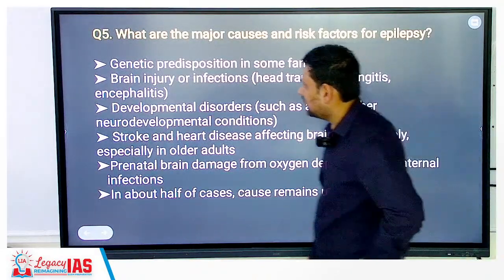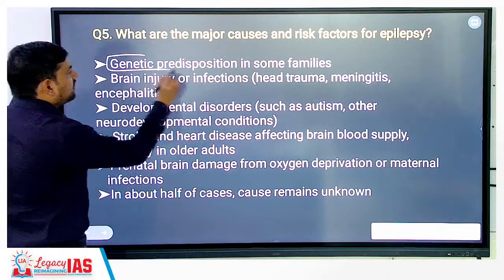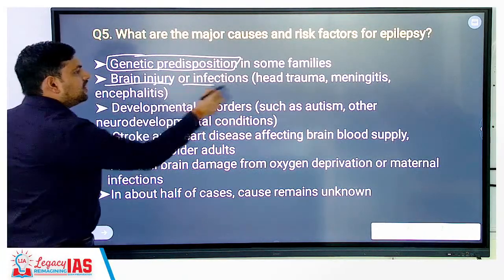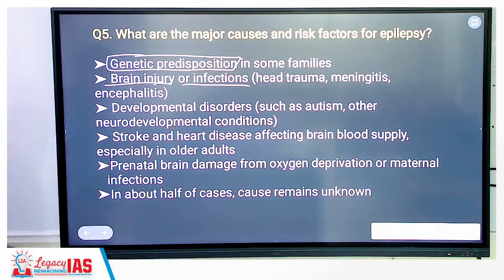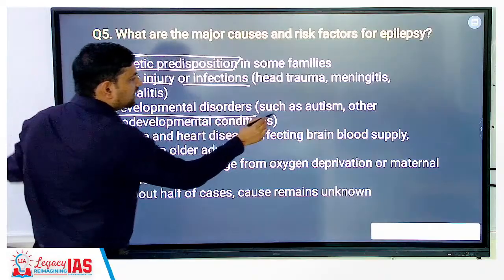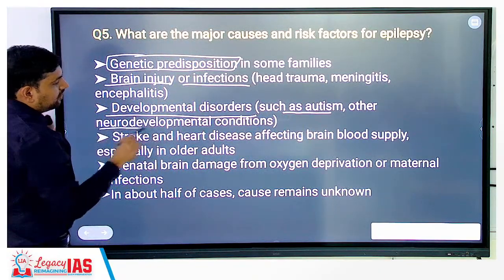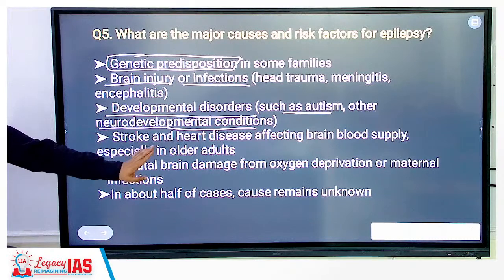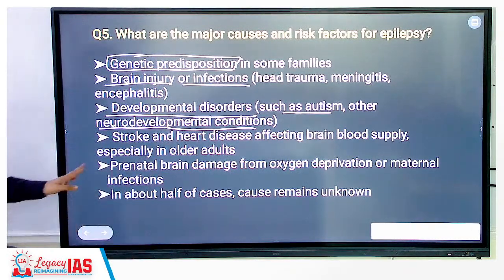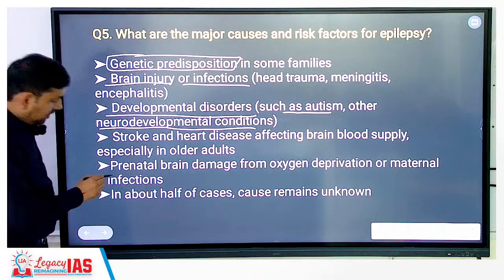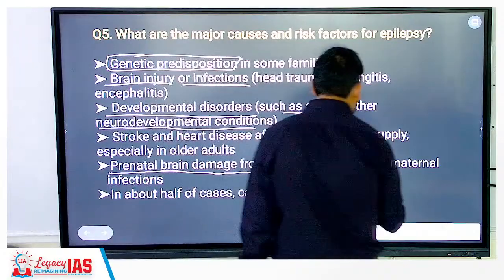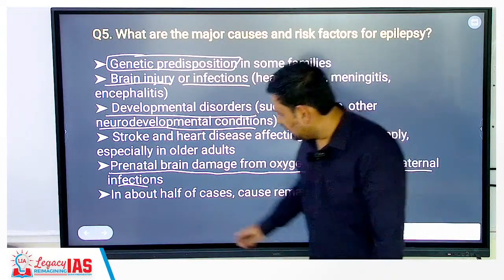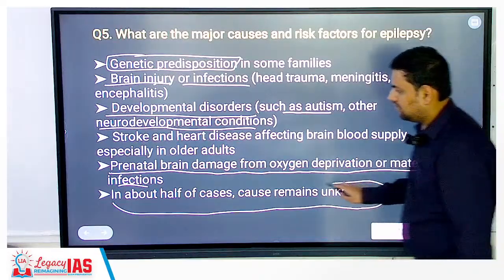Major causes. First and major, genetic predisposition in some families, that is hereditary causes. Then because of some brain injury or infections also, they start getting this. Then developmental disorders, for example in autistic children, neurodevelopmental conditions, so their brain is not developed properly. Then stroke and heart disease affecting brain blood supply, especially in older adults. Then prenatal brain damage from oxygen deprivation or maternal infections, that is during the pregnancy period. Then, and this is important, in about half the cases the cause remains unknown.